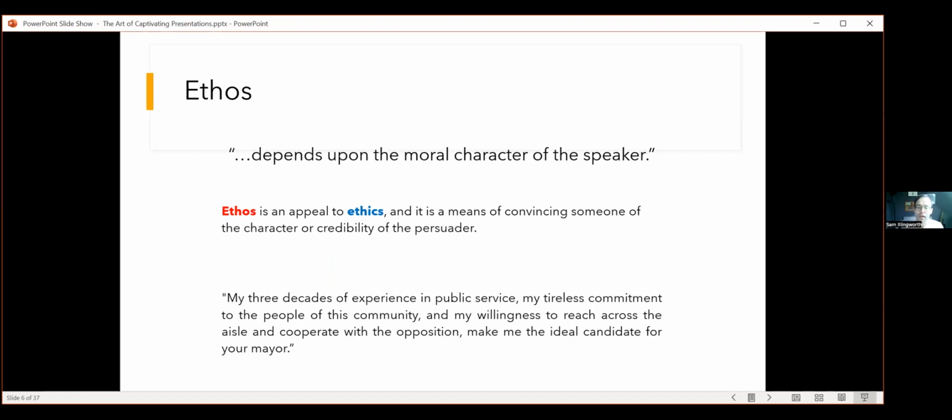So ethos is an appeal to ethics, and it's a means of convincing someone of the character or credibility of the persuader. So to give you an example, as I've written there in the quote, imagine that you were a mayoral candidate. You might say, my 3 decades of experience in public service, my tireless commitment to the people of this community, and my willingness to reach across the aisle and cooperate with the opposition make me the ideal candidate for your mayor. So this is about establishing your credibility as a speaker.